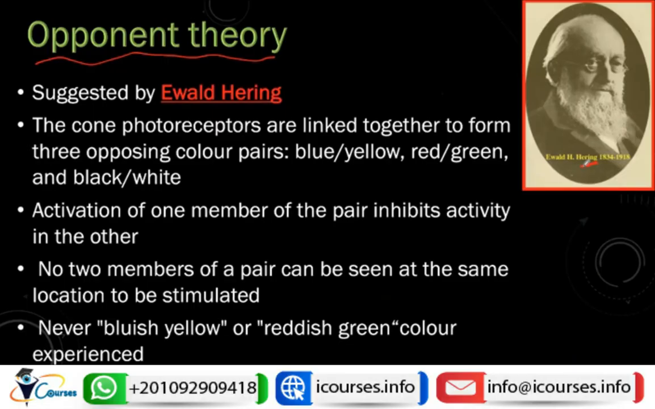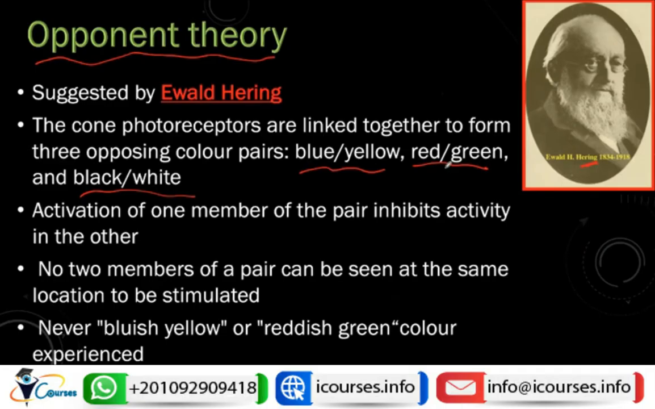Hering said that the cones, or the photoreceptors, are linked together to form three color pairs: blue-yellow, red-green, and black-white. So according to Hering, if we want to feel the red color, we have to suppress the green. If we want to see the white color, we have to suppress the black. If we want to see the blue color, we have to suppress the yellow, because these are complementary colors.